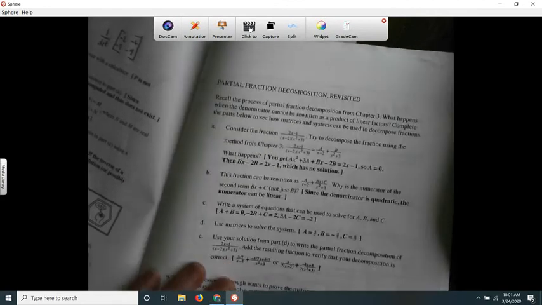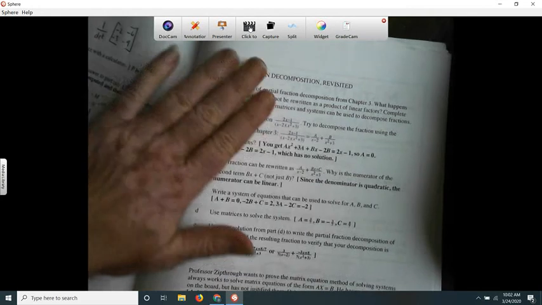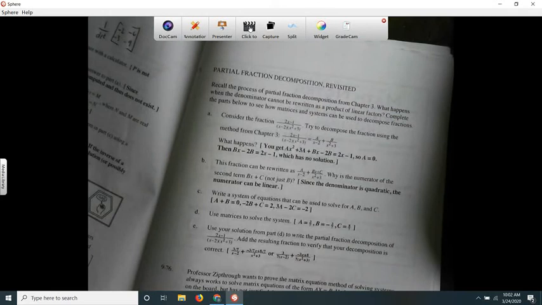And then I think I might make another video about partial fraction decomposition, or I might direct you to a video that somebody else made. I'm not sure yet about that, but we might have to revisit partial fraction decomposition, so we'll talk about that one in a different video.